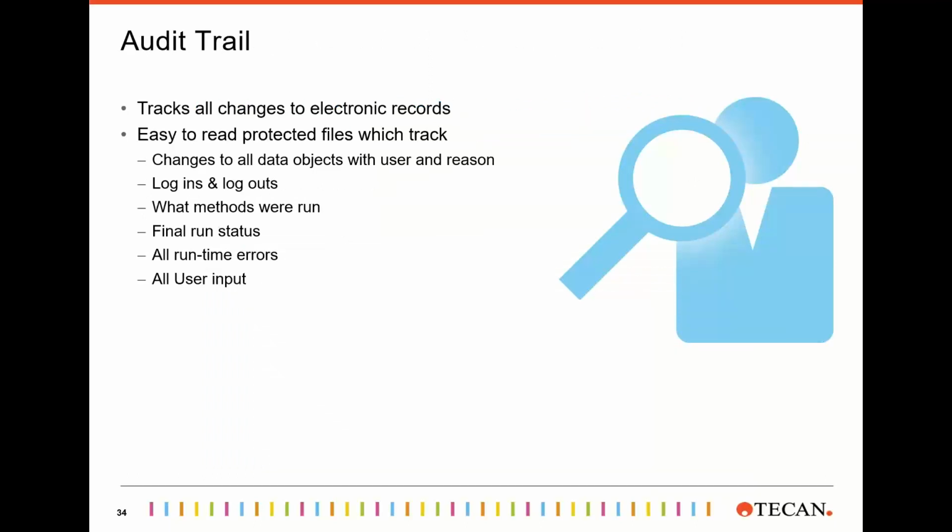So, moving on to some things a little bit out of the software itself. Fluent Control comes with an audit trail where all the changes to electronic records are recorded. They are easy to read CSV files. They're protected from editing, obviously, and they just record things like who logged in, who logged out, what methods were running, all the user inputs that were given during a run, errors, and so on and so forth.